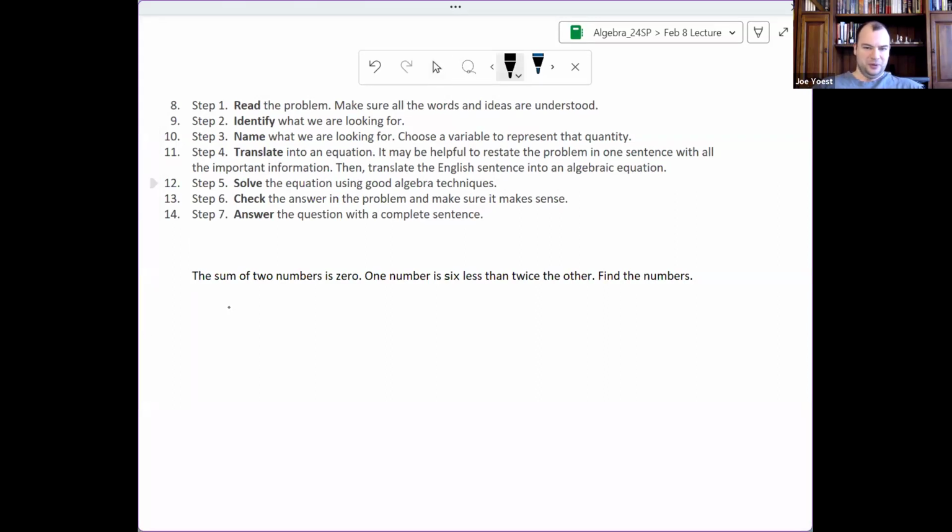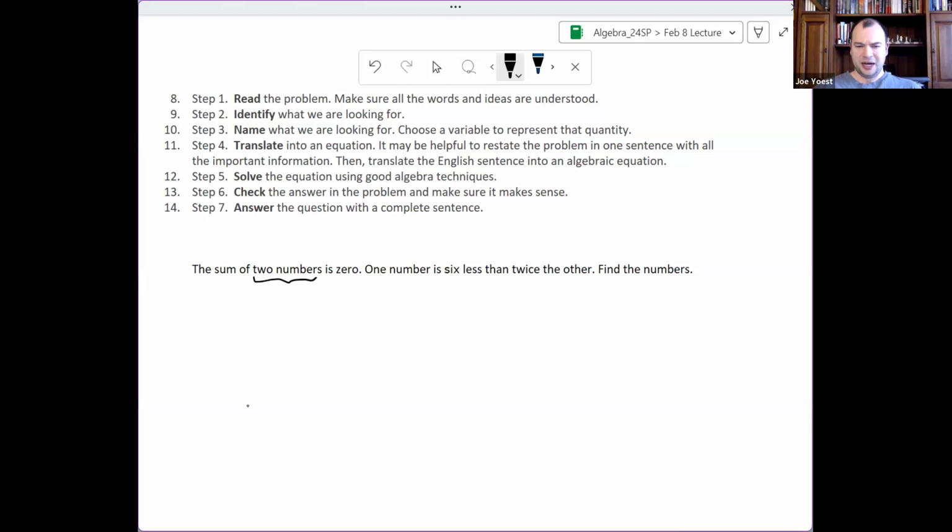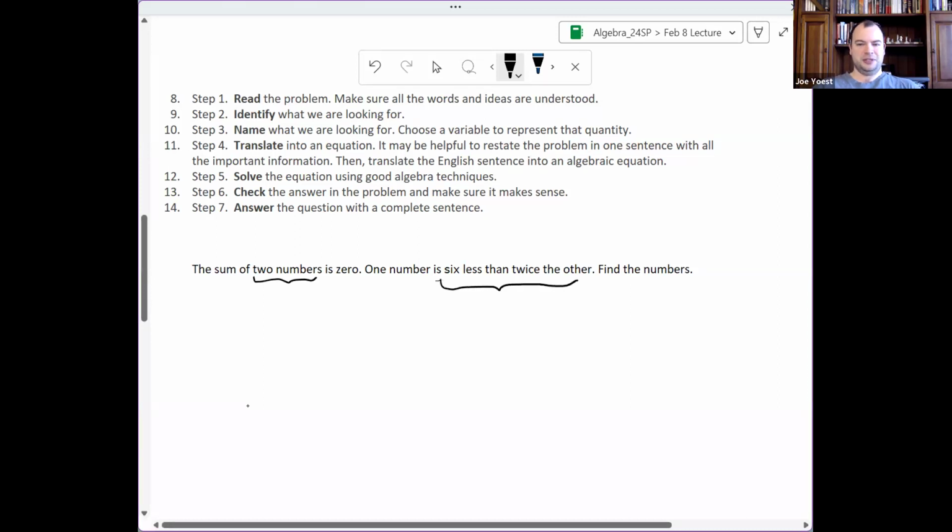Okay, so let's read through the problem, get an idea of what's going on first. The sum of two numbers is 0. So right away, I see something interesting. I have two numbers, not just one number. I'm a little curious as to how this is going to work out. Am I going to need like an X and a Y or something? I'm not sure. But let's read on. One number is 6 less than twice the other. Find the numbers.